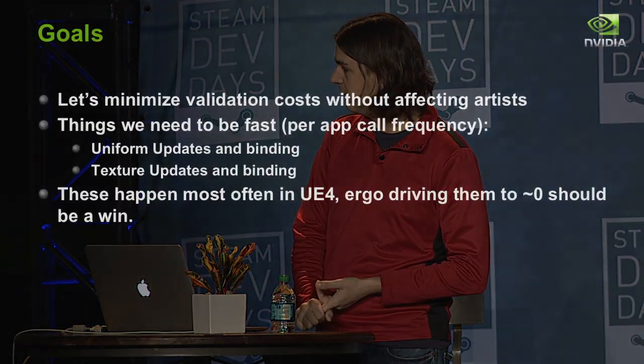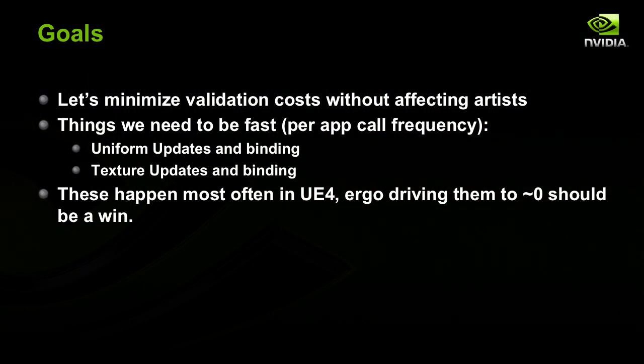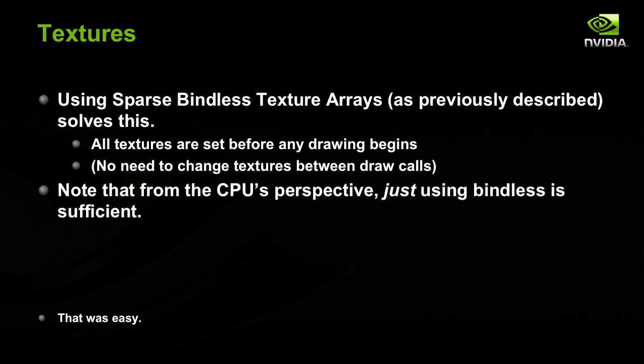Okay, so now we have an explanation of what the problem is and where the cost is going. We have a real-world data set to work with, and we have a way to visualize whether the things we're doing make sense. So let's set some goals. We want to minimize validation costs, and we don't want to pass the pain on to the artists. Based on our real-world API frequency, we know that uniform updates and binding, and texture updates and binding, need to be fast.